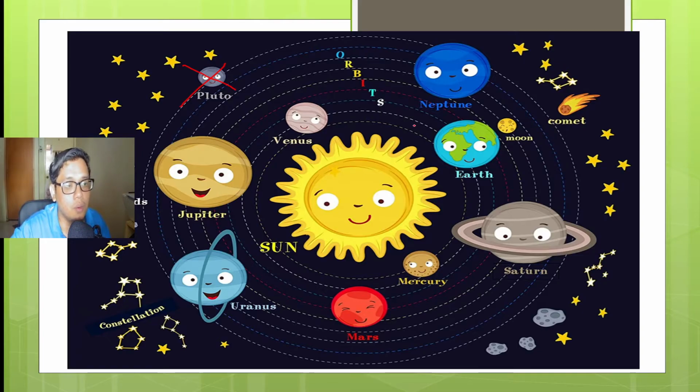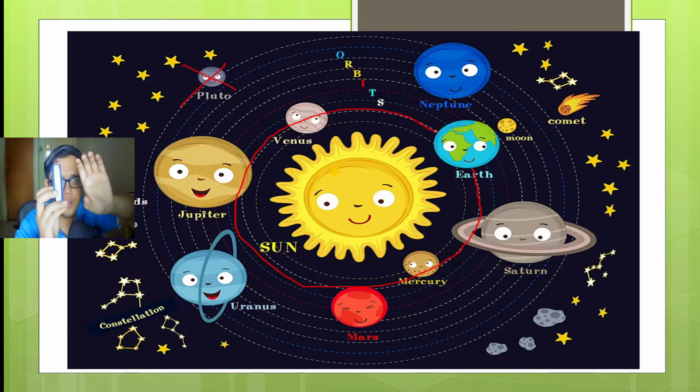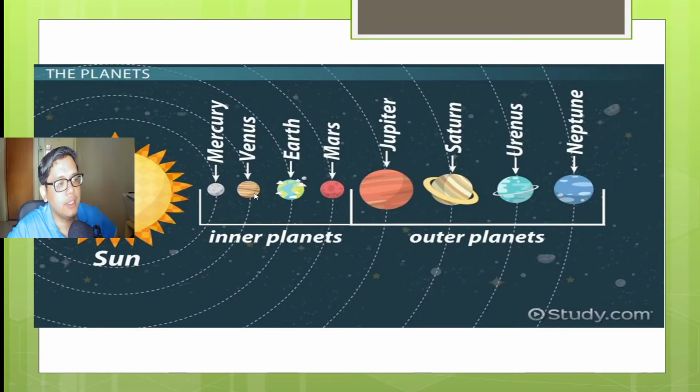So how the planets move is like this. All the planets move like this. That is why we have morning and also night. The Earth will move like this. I don't have a ball with me, but let's say this is the Earth, this is the Sun. The Earth will move like this. So that's why you have morning, that's why you have night.